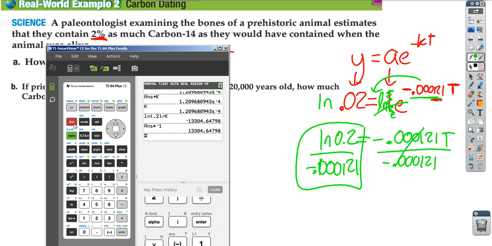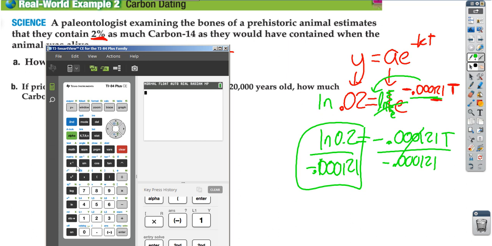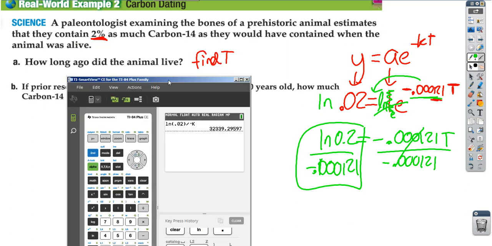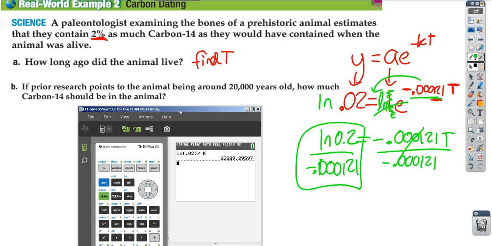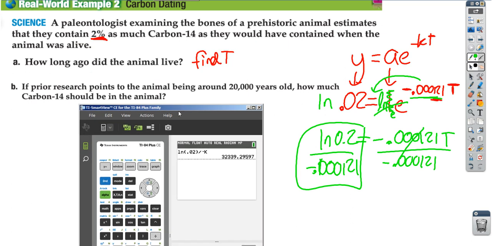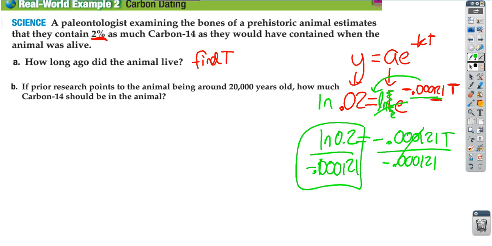So that's my mistake. Let's fix that. It's supposed to be the natural log of 0.02 because that's 2%, and then we're dividing by negative k, because k, in our original problem, we for some reason used as positive. So 32,000 years ago, that animal lived, 32,339 years ago.